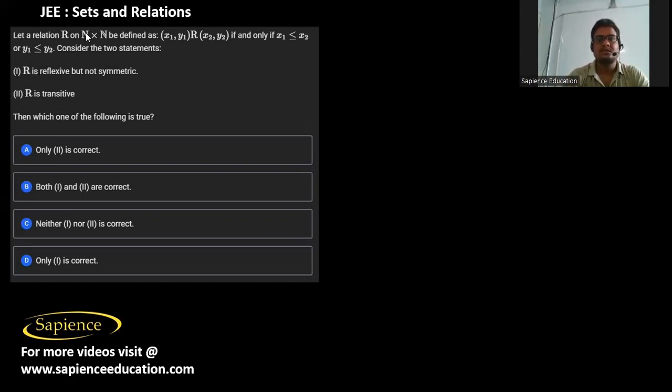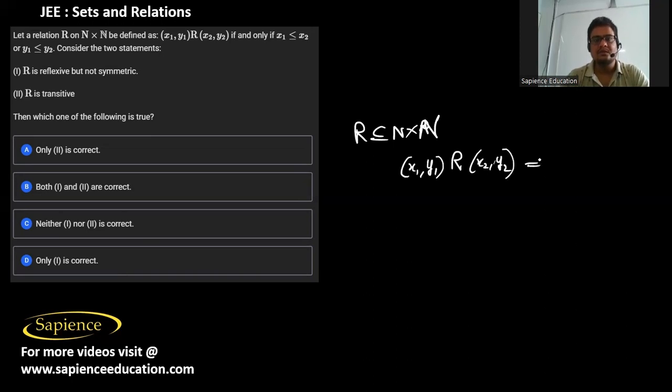Then here it is told: let a relation R on the set N cross N. So R is a subset of N cross N. R is a relation on the set N, which is defined as (x1, y1) is related to (x2, y2) if and only if x1 is less than or equal to x2 or y1 is less than or equal to y2.